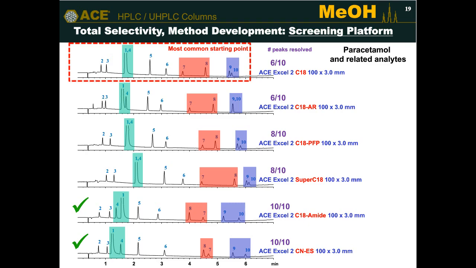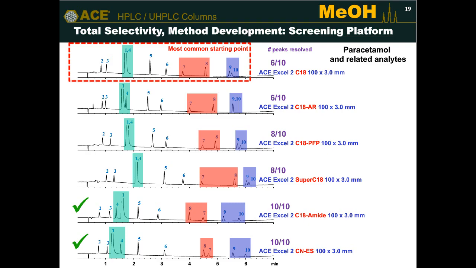In fact, you can see we have compounds eluting early in the chromatogram, peaks 1 and 4, and then we have compounds eluting later in the chromatogram, peaks 9 and 10. Then we would need to do further method optimization. Whereas if we perform the screen as I've shown, we have two options at the bottom, the polar embedded and the stable cyano, where we have complete separation. So that's the first 6 chromatograms in methanol.